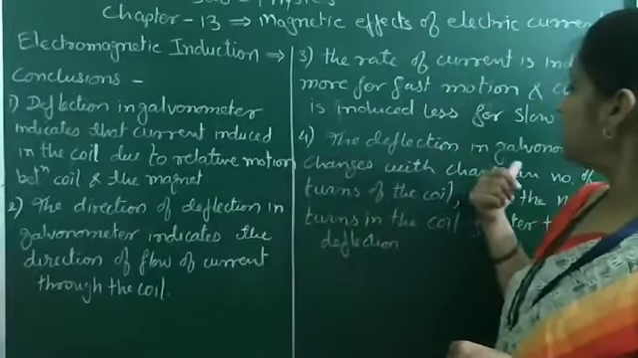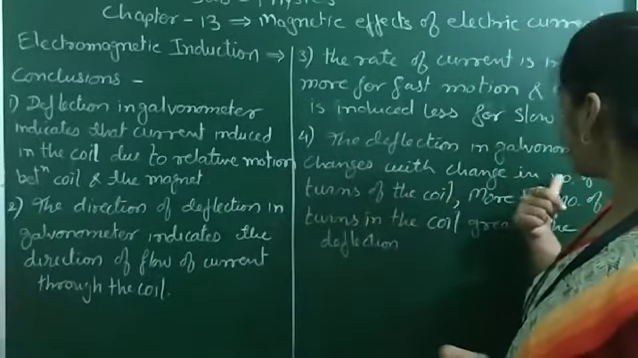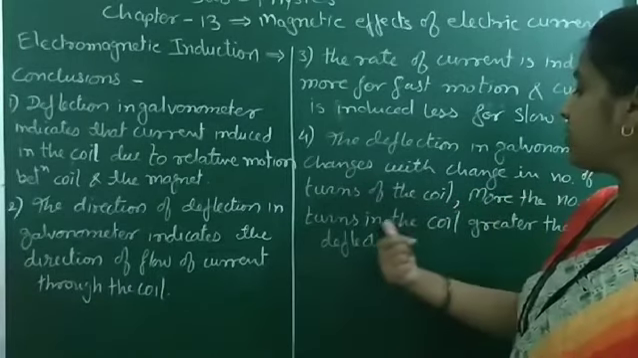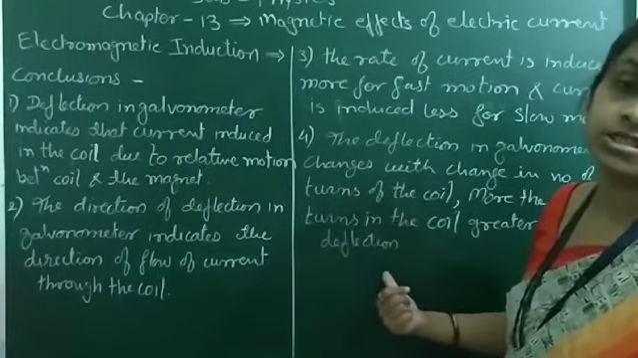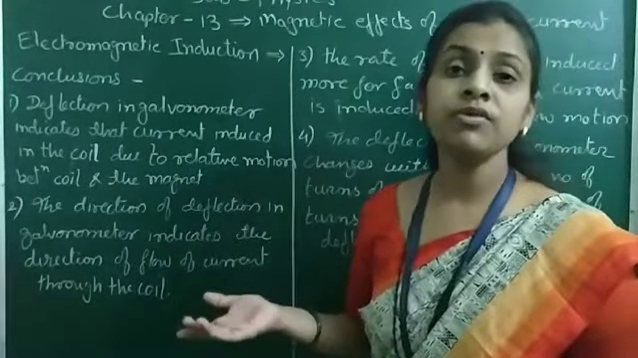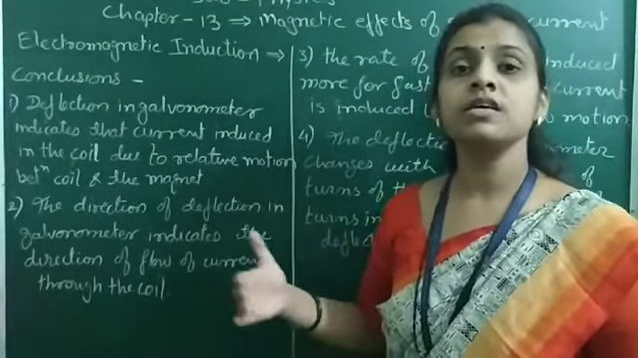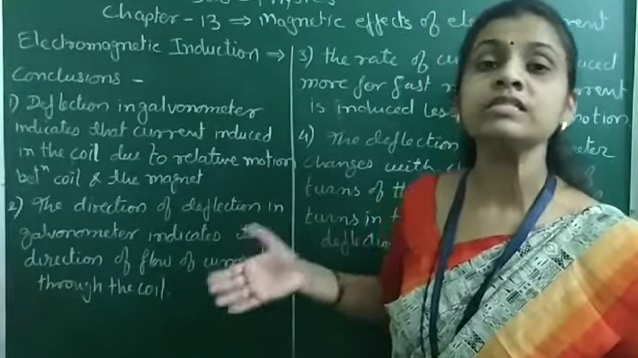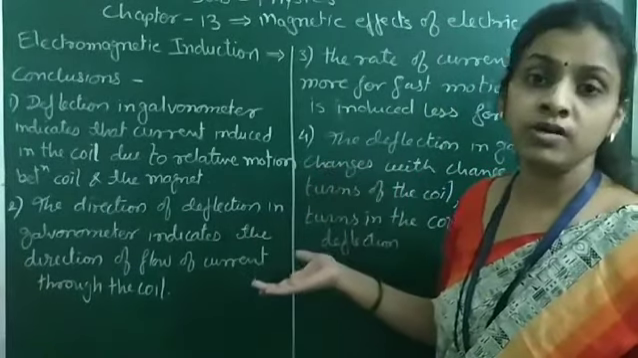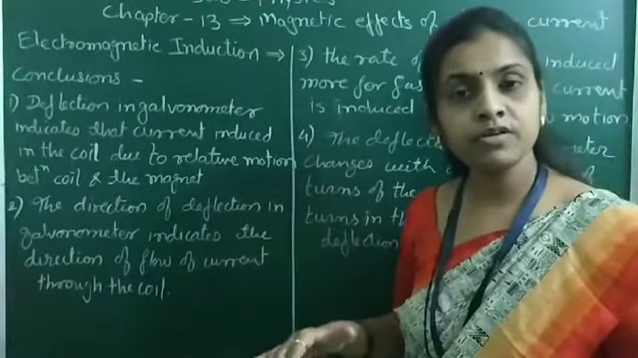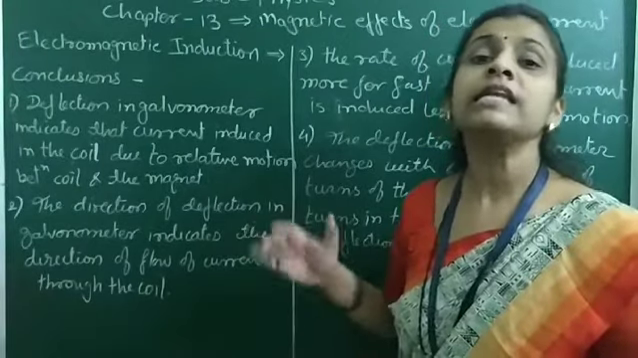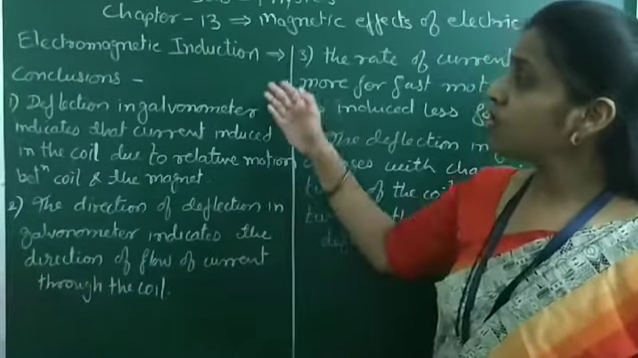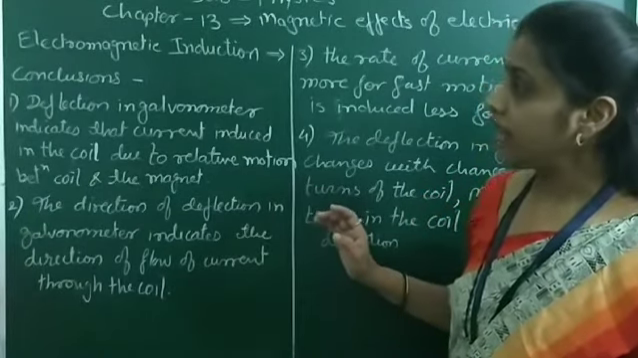So the deflection in the galvanometer changes with the change in the number of turns of the coil. The more the number of turns in the coil, the greater the deflection. If there are a large number of turns, then more current will be induced, and more current is indicated by more deflection. If there are fewer turns, then less current is induced, and it is indicated by less deflection in the galvanometer. So these are the conclusions from the activity.